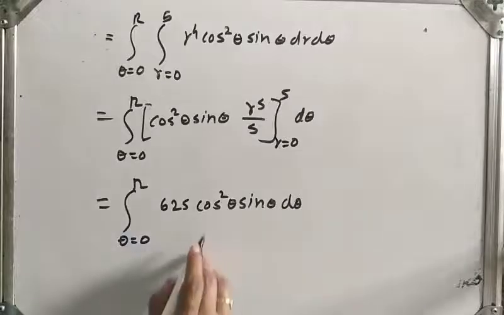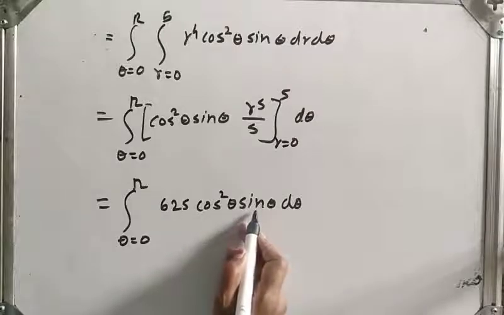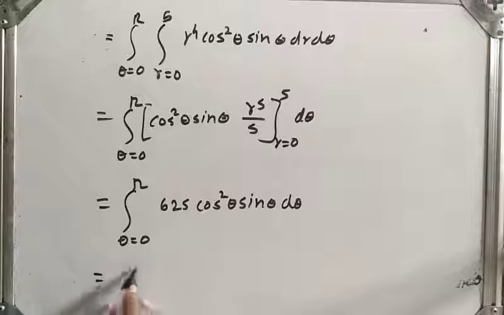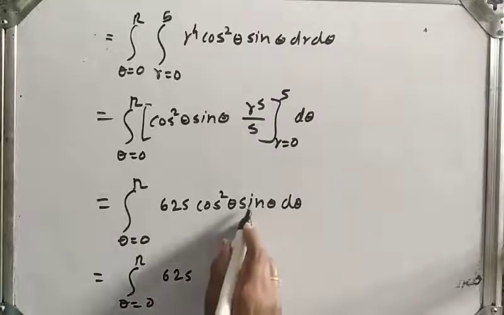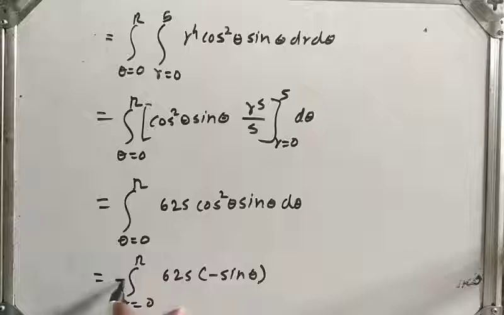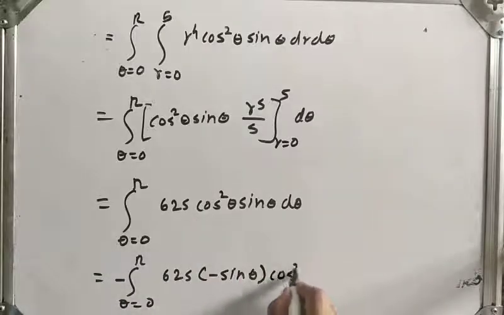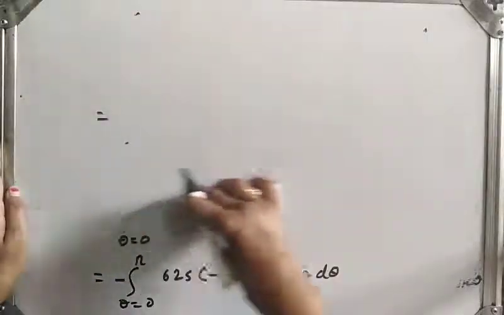Now you can see here, what is derivative of cos theta? It is minus sin theta. We can adjust it because sin theta is already here. So theta is equal to 0 to pi. Then this 625 sin theta can be replaced by minus sin theta. To adjust this minus sign, let us take minus sign here, cos square theta d theta. Now derivative of cos theta, minus sin theta, we adjust it here. Okay. Now let us integrate with respect to theta.